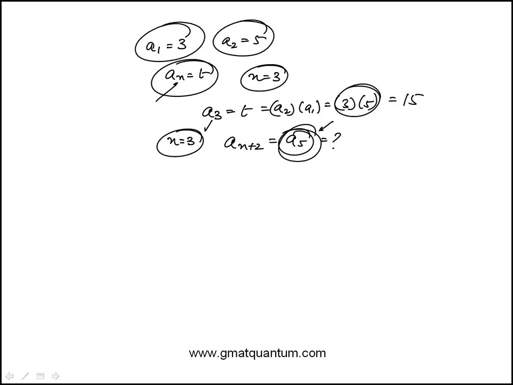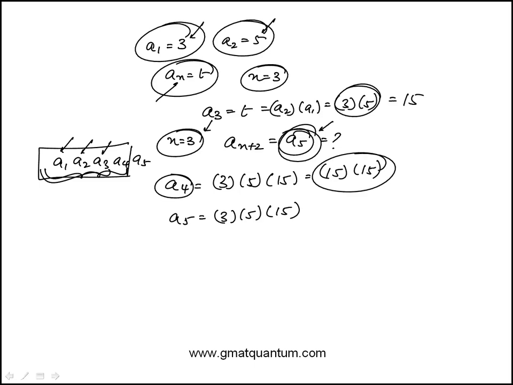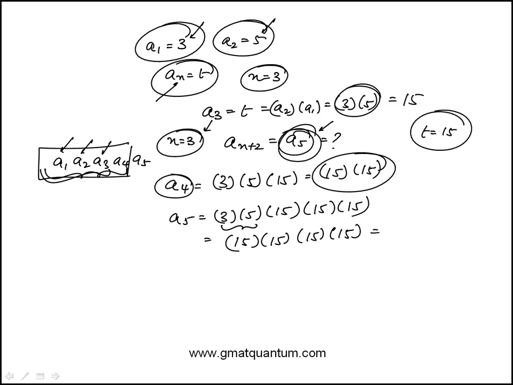So for A5, I'm going to compute A4. Let me actually write down these terms in sequence. A4 would be the product of the first three terms, which would be 3 times 5, then times 15, which is A3. So it's 15 times 15. A5 would be the product of the first four terms. So that's going to be 3 times 5, this is 3, this is 5, this is 15, and then A4 was 15 times 15. Notice this is really just 15. And I'm leaving it in terms of 15 because that's what t is. And you'll notice that this is 15 to the fourth.